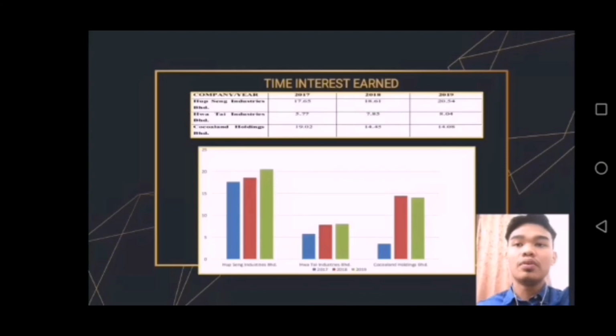20.554. From the data obtained from the three companies, it can be concluded that Hapseng company shows a consistent increase from 2017 to 2019. This shows that this company has enough cash after paying its debt to continue investing in business.